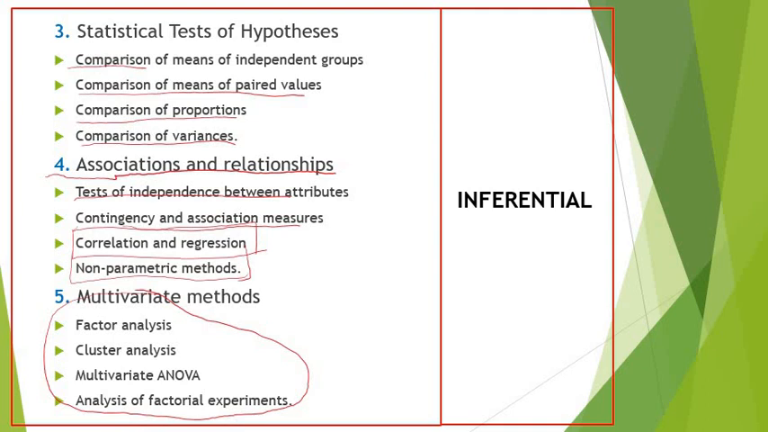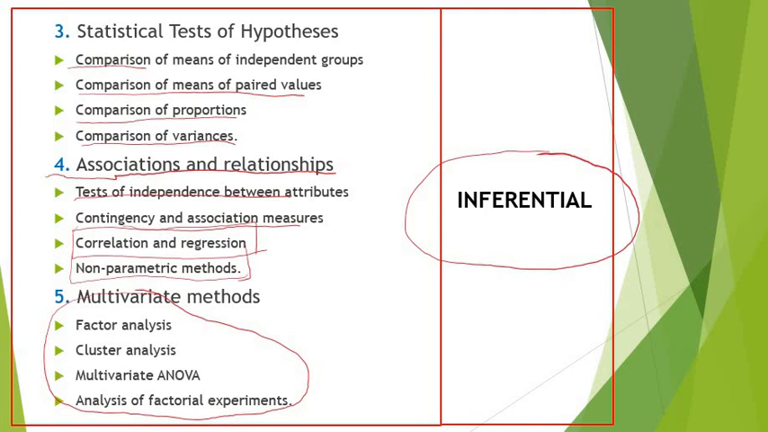So these levels 3, 4, and 5 fall under inferential statistics or statistical inference. This deals with estimates or predictions or some other generalization about a population based on information contained in a random sample of the population. The information contained in the random sample is used to learn about the population.